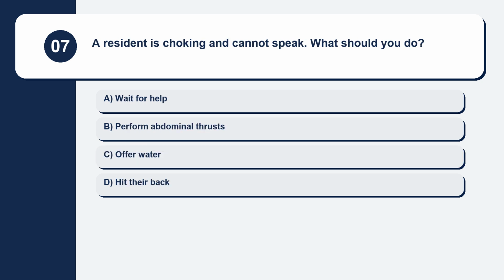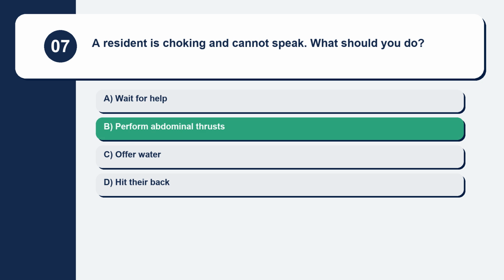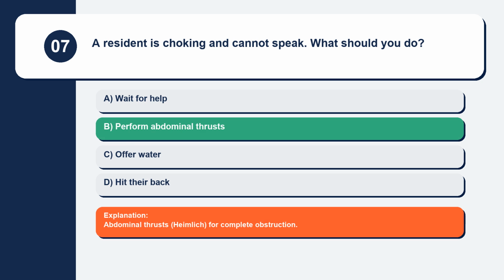Question 7. A resident is choking and cannot speak. What should you do? Wait for help, perform abdominal thrusts, offer water, or hit their back. Abdominal thrusts, the Heimlich, for complete obstruction.